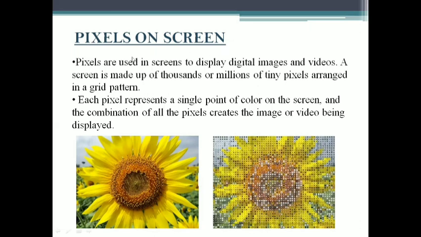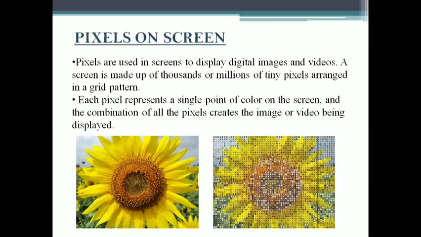So how are pixels used in screens? Pixels are used in screens to display digital images and videos. A screen is made up of thousands or millions of tiny pixels arranged in a grid pattern. Each pixel represents a single point of color on the screen. As I told you, if there are fewer pixels, it degrades the quality of the image, because it doesn't have more choices to build the image, since each pixel will consist of only a single color.